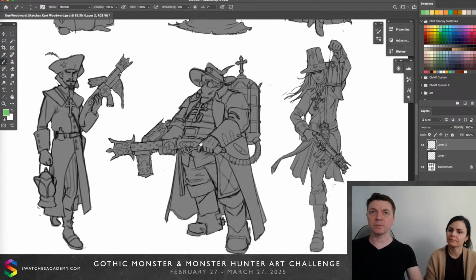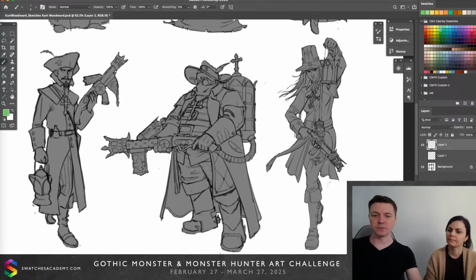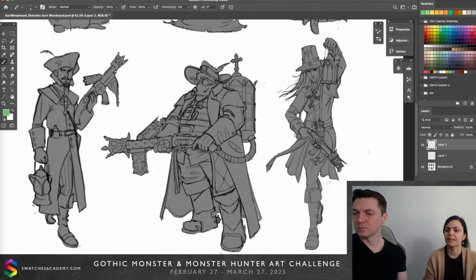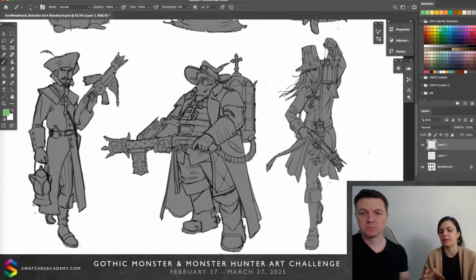Down here, which one of these are you drawn to? You think is the most successful? I feel like the middle one really has the vibe for me. The first one is okay, but he feels a little plain compared to the second one. The second one looks like he means business. Yeah. The third one I think has a cool design. What's off for me on this one is the gesture, like the pose.